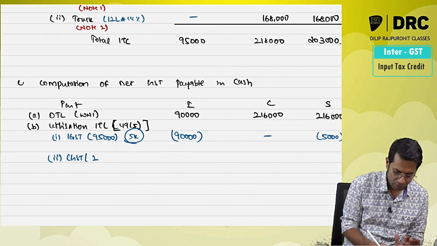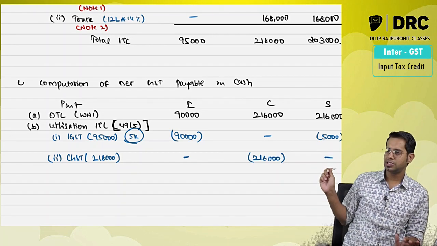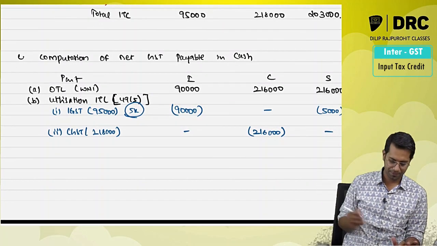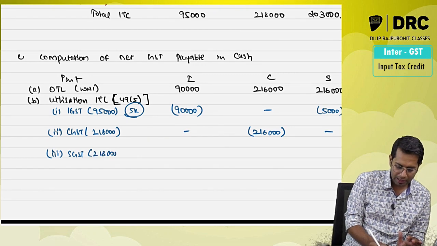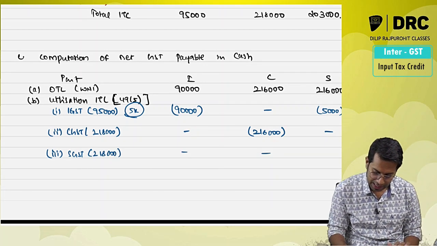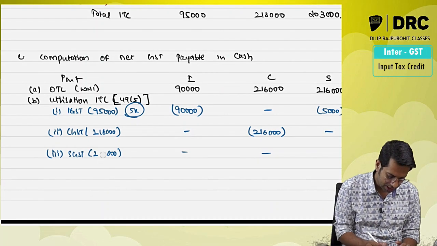Then CGST credit is there. How much credit do I have? 2,18,000 is the credit which is available with me. I am using how much? 2,16,000. Can I pay CGST to SGST, sir? No, I cannot pay. Correct? And IGST does not need it. SGST credit I have, how much? 2,18,000. How much is my leftover liability, sir? Credit I have 2,03,000.